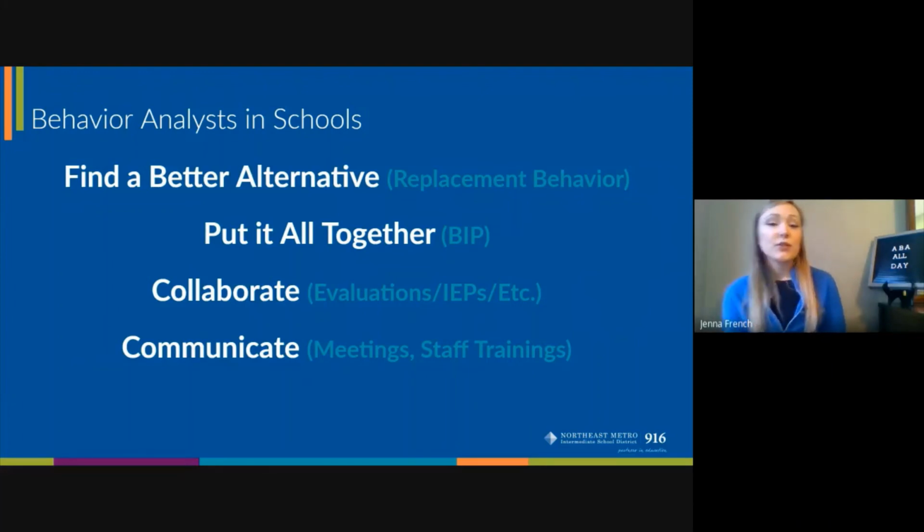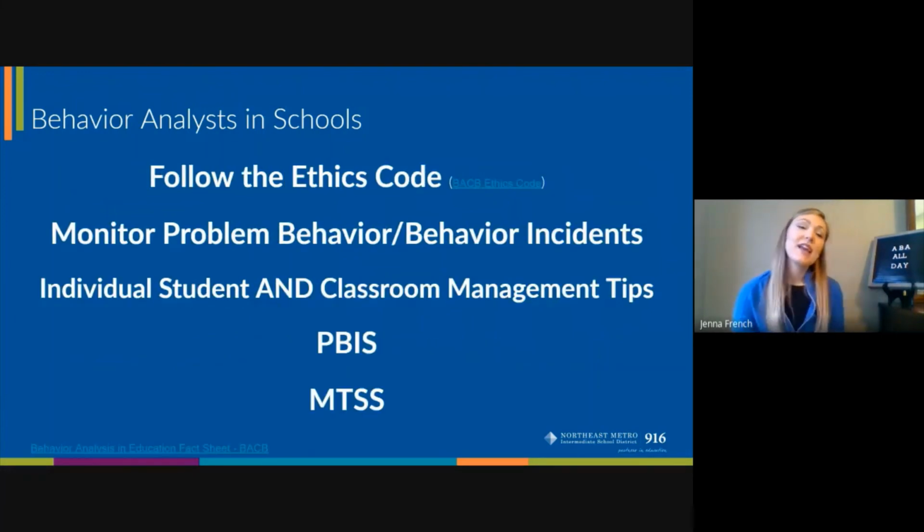And then we also communicate. So we might attend meetings like evaluation meetings, IEP meetings, child study meetings, and then we do some staff training as well. And finally, behavior analysts in schools, we follow our ethical guidelines. So there is an ethics code that I have linked on here through the Behavior Analyst Certification Board.